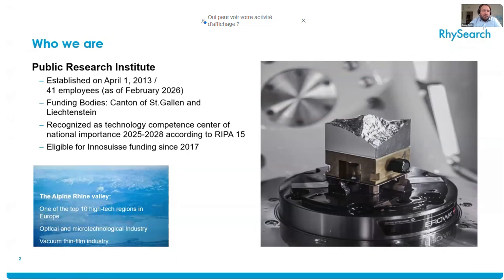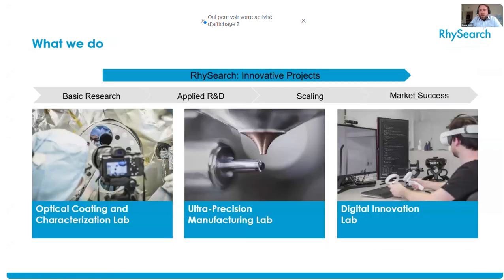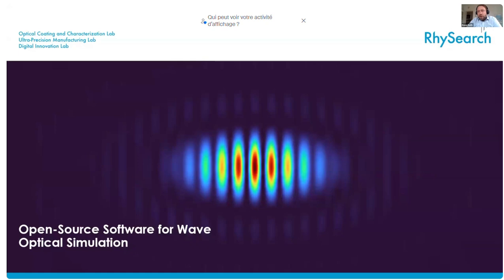A public research institute in the Rhine Valley, and we have three main topics where we do applied research, which are optical coatings and characterization lab, the ultra precision manufacturing lab where I'm working, and the digital innovation lab. I have three topics where actually just one is kind of my doing, but I represent all three.